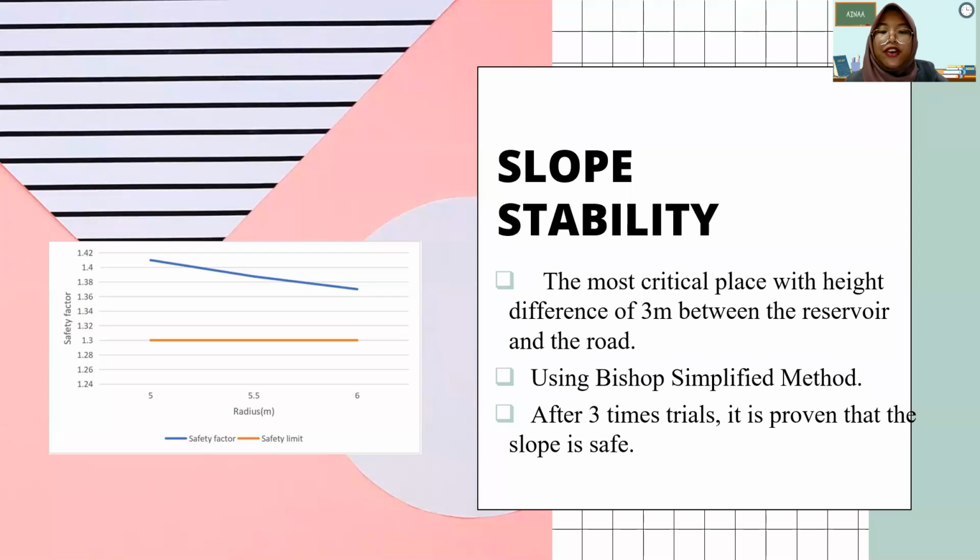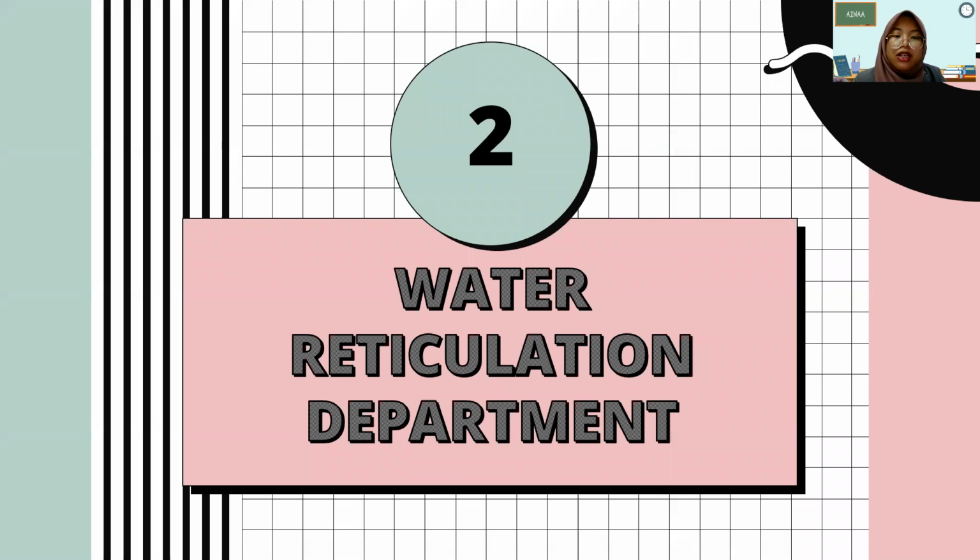So lastly, for slope stability. For slope stability, the most critical place has a height difference of 3 meters between the reservoir and the road. By using the Bishop simplified method, after 3 time trials, it is proven that the slope is safe. So the next one is a presentation for water reticulation department.